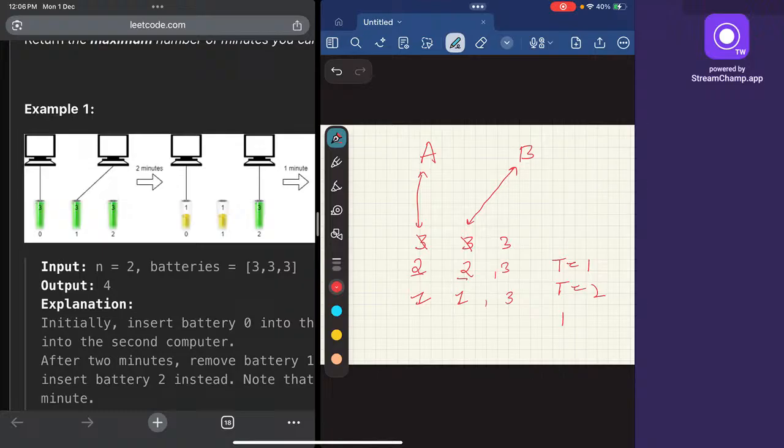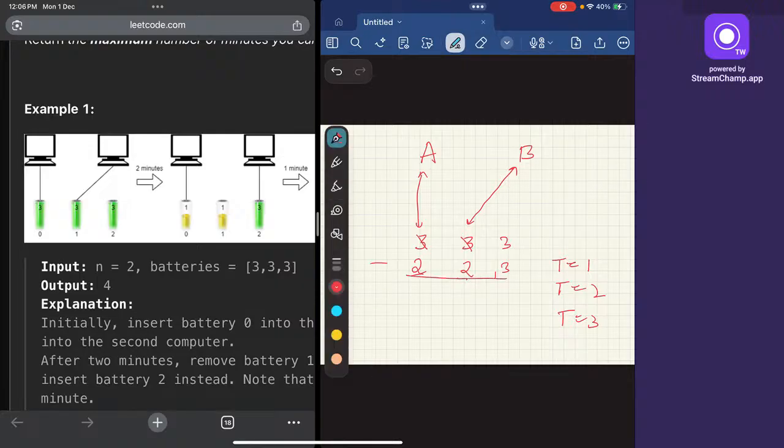And for t3, if I run again, the two batteries will die out at 3. And this 3 battery I can put in any computer, but that will not be simultaneous. So let's see another option for the time 2. We run for the time 1.